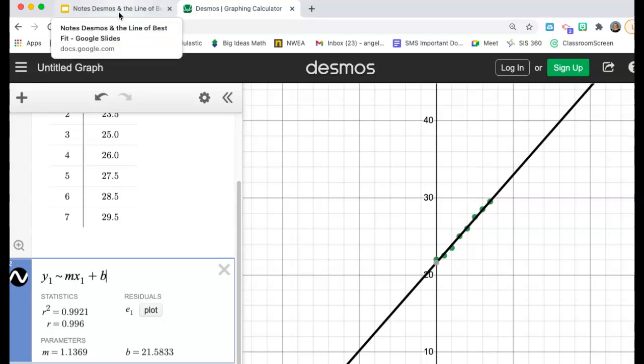Okay, so now that I have this written down, I'm going to round to the nearest hundredth because these numbers are really long. So instead of 1.1369, I'm going to put 1.1. I want the 3, but the 3 needs to be a 4 because the 6 is greater than 5. So I have 1.14, and then I have 21. I want the second space, that's a 3, so that's okay, so 21.58.